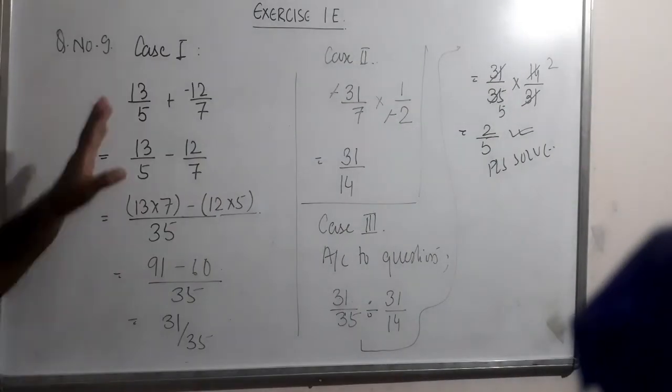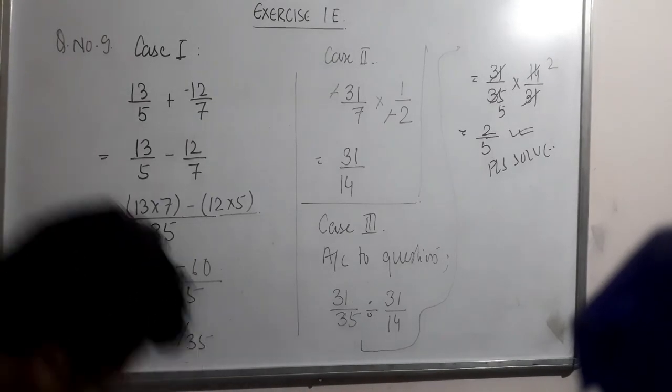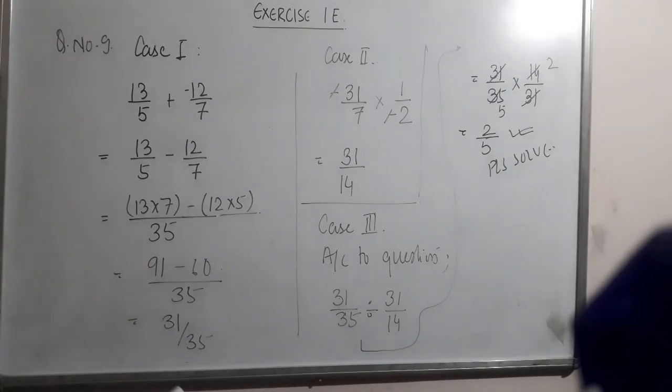Correct? Similarly, you will solve question number 10. Divide the sum: first you will do the division, followed by the subtraction of the two rational numbers, and then you will divide it. Fill in the blanks, and question number 12, better you solve it on your own.